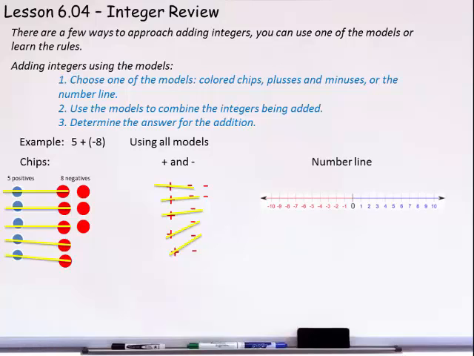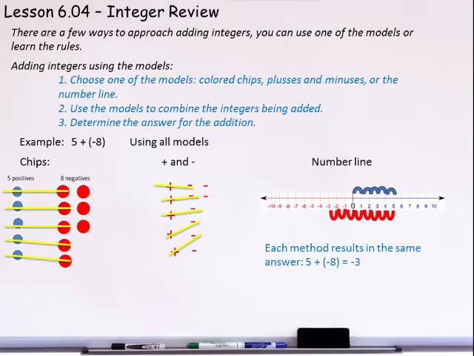If we use the number line, we start at our positive 5, so we move to 5, and then we move in the opposite direction, the negative direction, for 8. So we move 8 spaces in the negative direction. Oops, sorry about that. And we land on -3. Each method results in the same answer. 5 plus -8 equals -3.